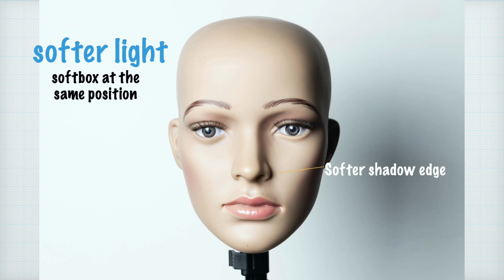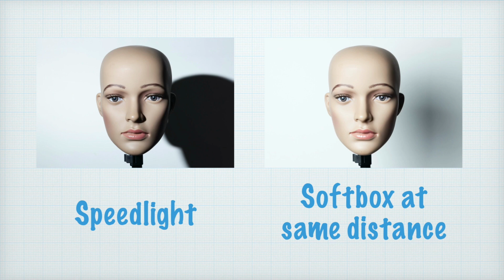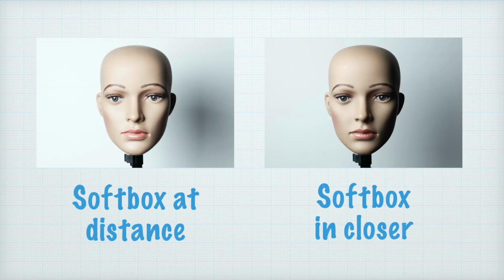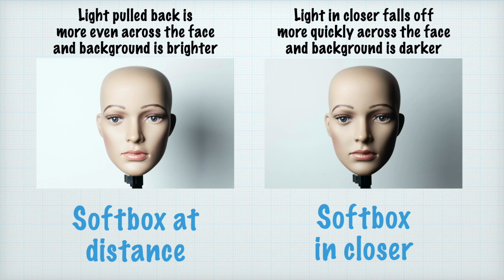Here are the side-by-sides. Bringing the softbox in closer makes it seem larger in relationship to the subject, so the shadow edge is softer and the light falls off faster across the face. Side by side, we see that from a greater distance the face is more evenly lit from side to side, and the background is brighter when the light is further away.